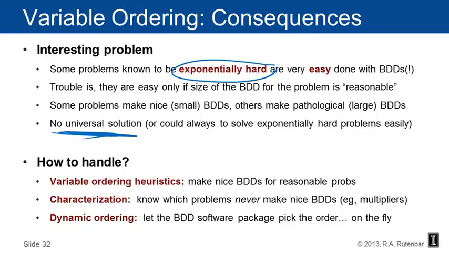And there's also dynamic ordering techniques. A dynamic ordering technique lets the BDD software package pick the order by itself and adjust it dynamically as your script executes to try to make the best ordering. That's actually pretty interesting. We don't have time to talk about that, but that's actually one of the things that people do in practice today.